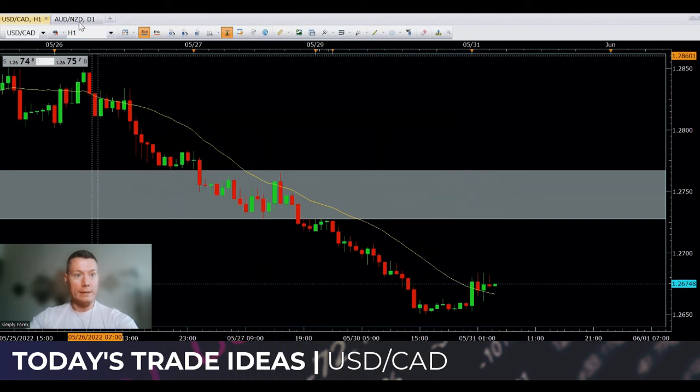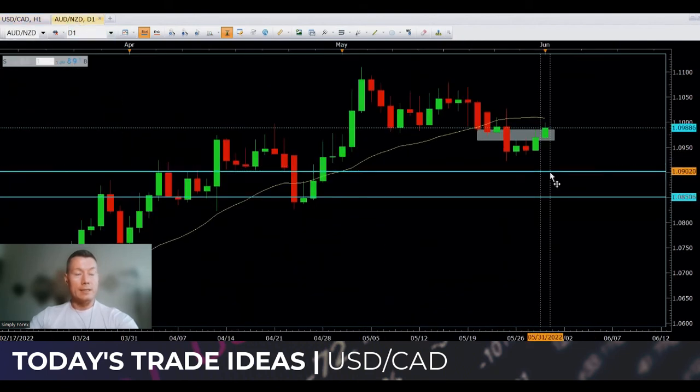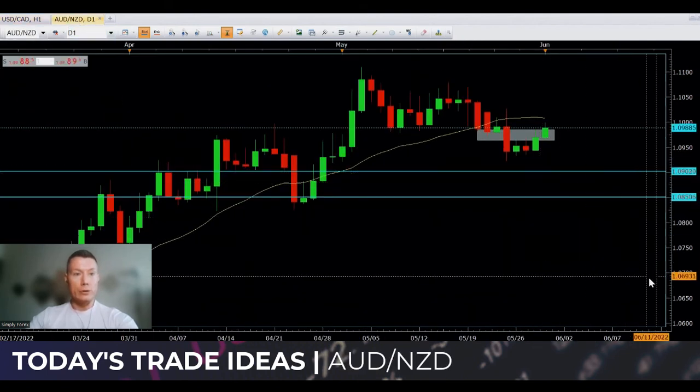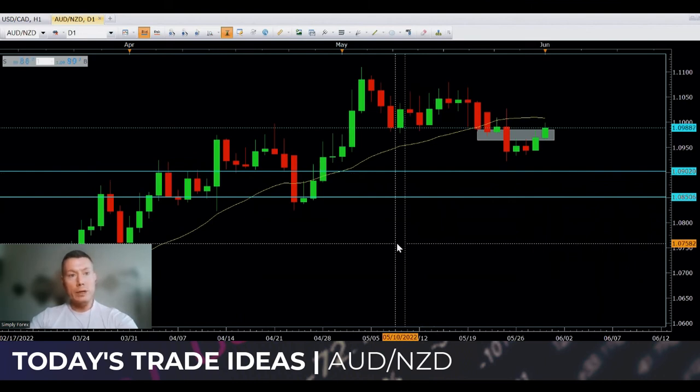Our next trade idea for today is this. This is the Aussie dollar against the New Zealand dollar. Okay, I'm looking at this trade, guys, because also it's quite a good learning curve, this pair.